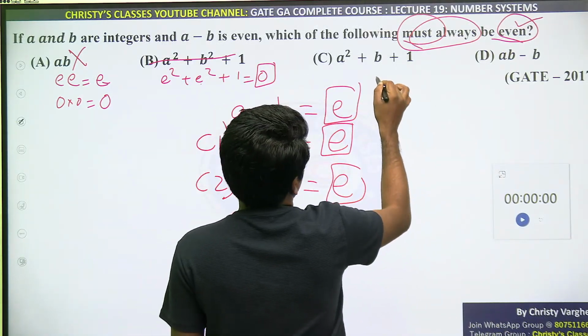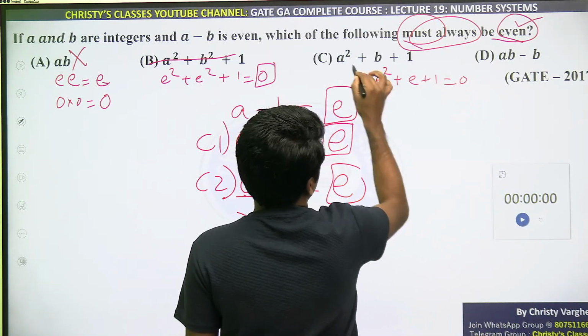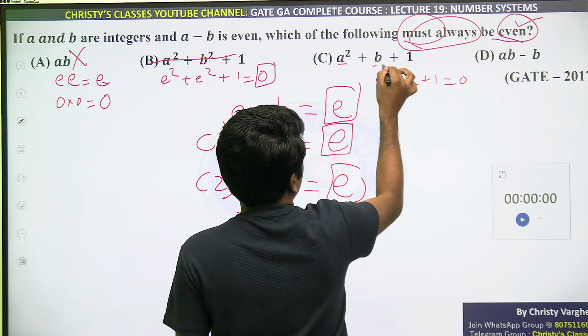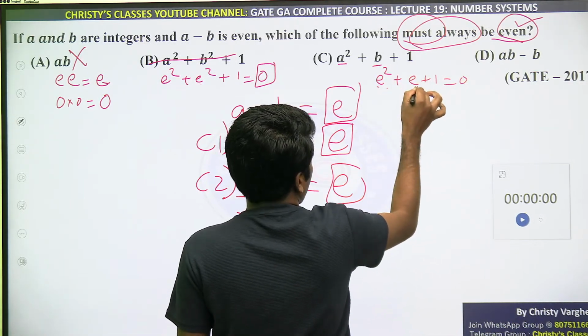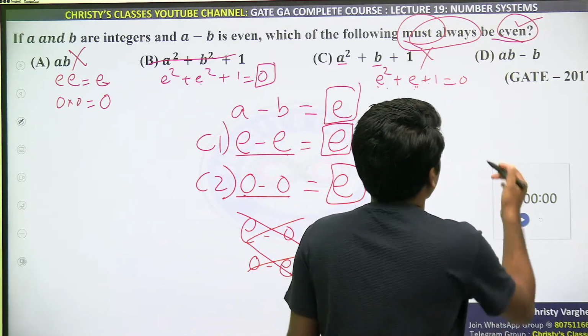Similarly, in the next case also, even square plus even plus 1 is odd only. Because a square is even, b is even, even plus even plus 1 is odd. So option C is also wrong. So option D should definitely be correct.